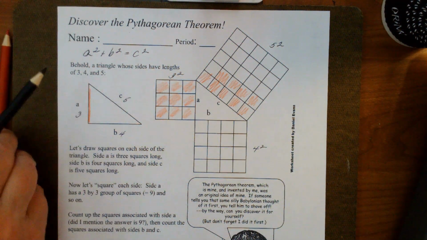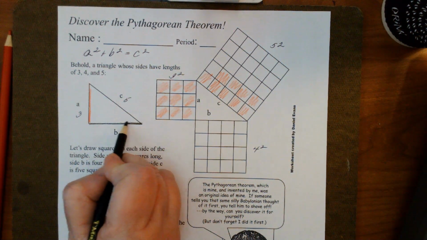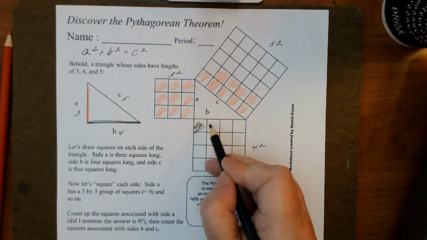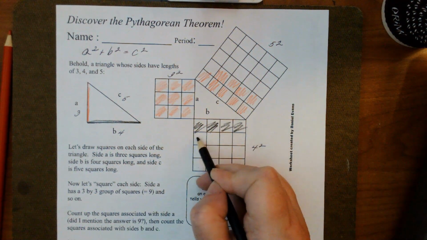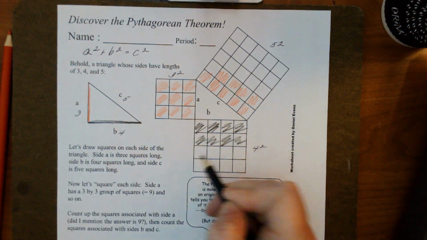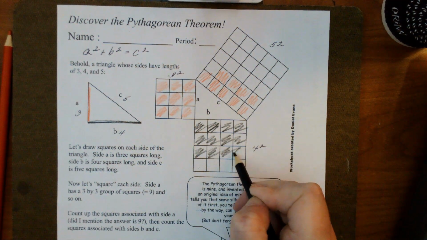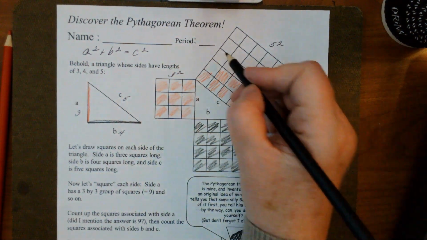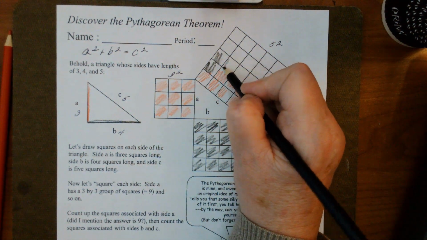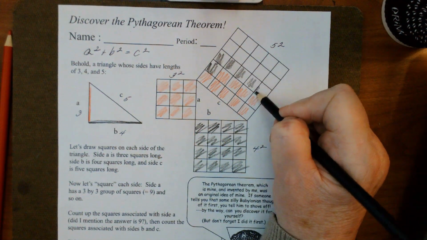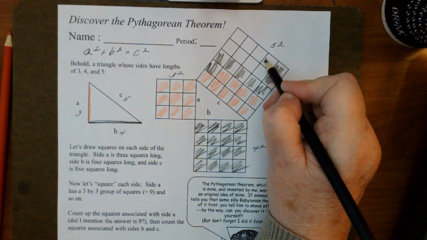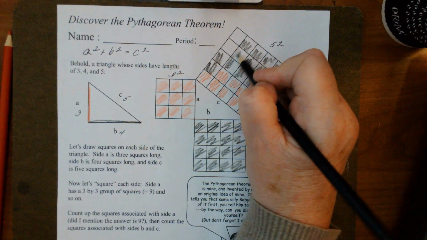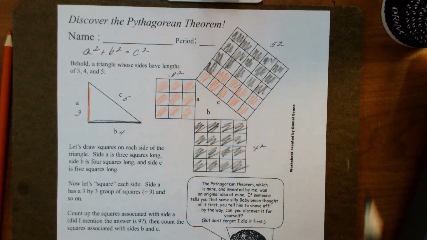Now this is 4 squared. So this is 4. So 4 times 4 is 16 squares. 1, 2, 3, 4, 5, 6, 7, 8, 9, 10, 11, 12, 13, 14, 15, 16. Okay, so I'm going to color in 16.